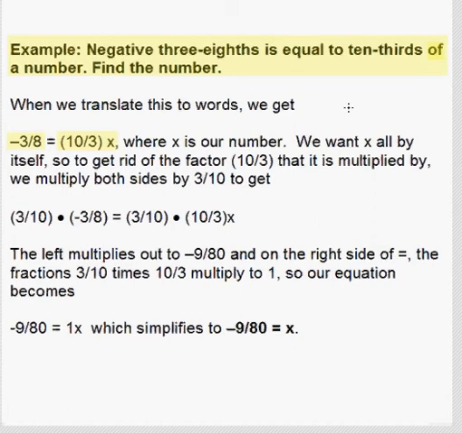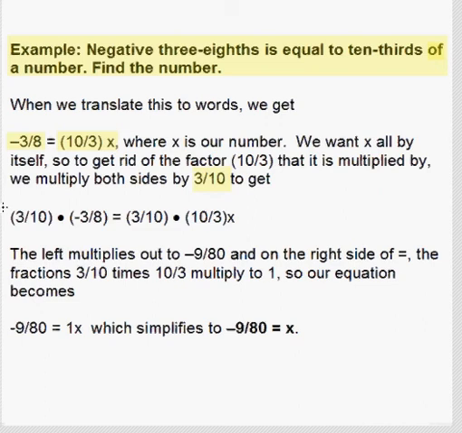We want x all by itself. 10/3 is multiplied by x. We could divide both sides by 10/3, but there's even an easier way to get rid of that 10/3, and that's to multiply both sides by 3/10.